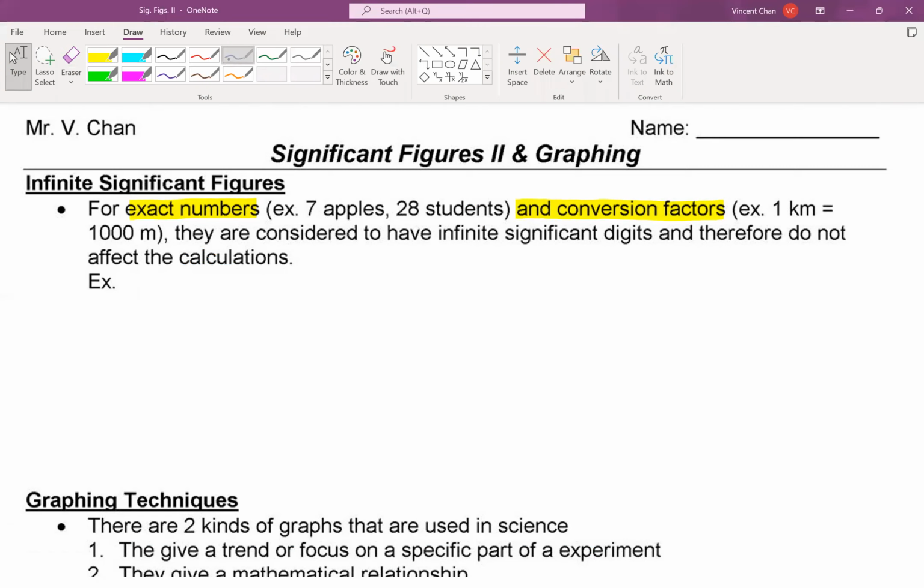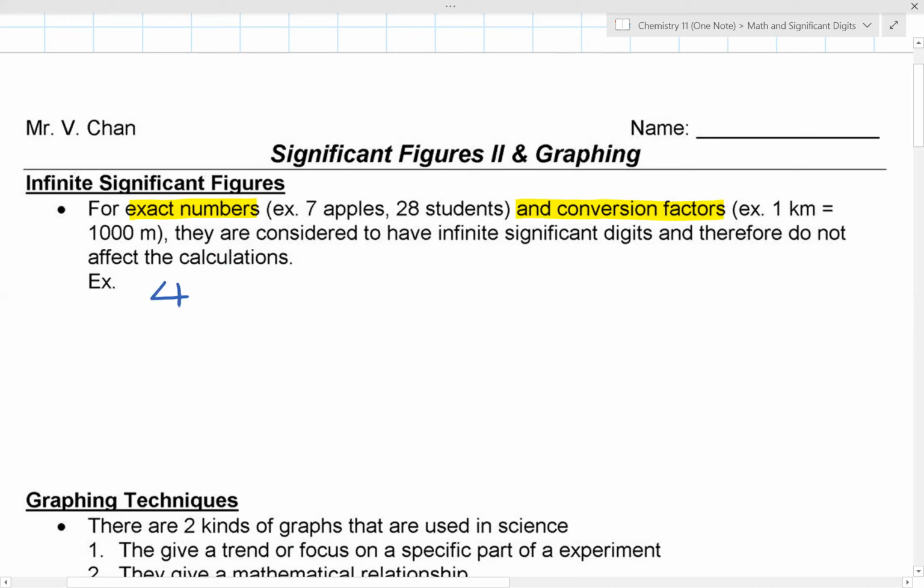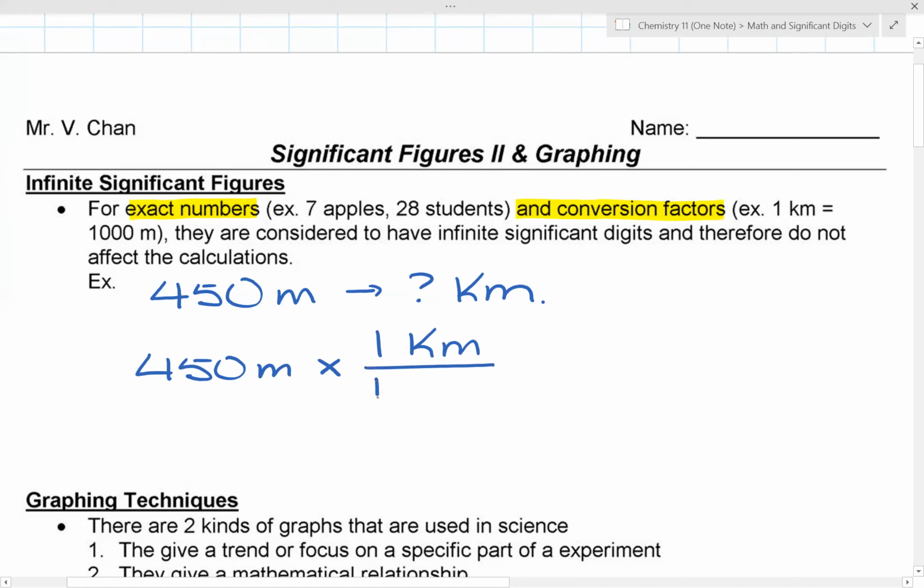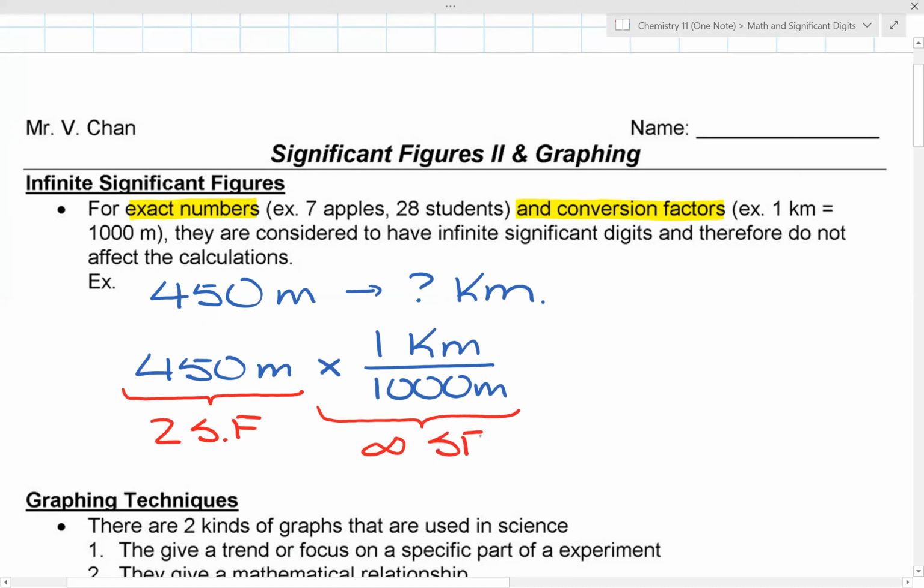Now, what do I mean by this? Let's do a simple example. Let's say we have 450 meters, and we want to change that to kilometers. So here we have 450 meters times 1 kilometer all over 1,000 meters. If we take a look at the number of sig figs, 450 would be 2 significant digits, and this conversion would have an infinite number of sig figs.